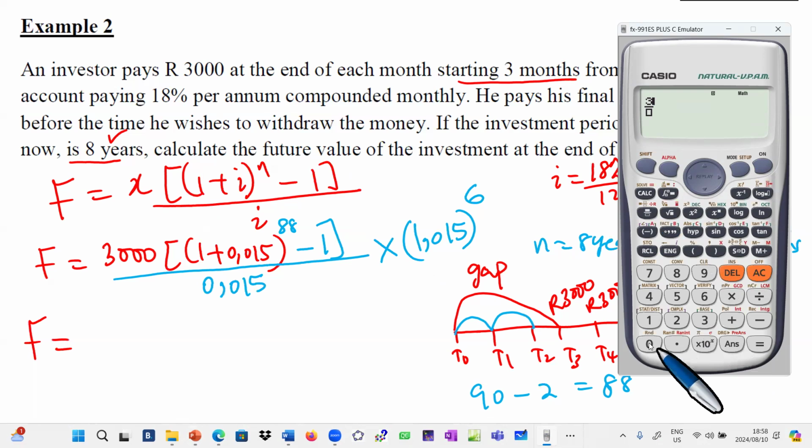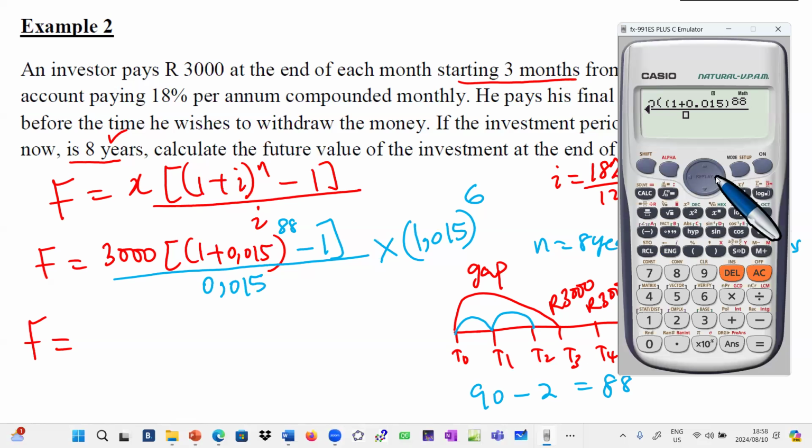So 3,000 times 1 plus 0.015 to the power 88. Sorry, sir. Can you please explain the 88 and the 6 again?